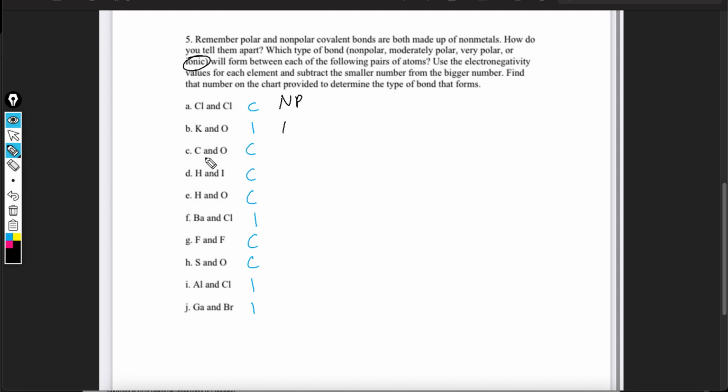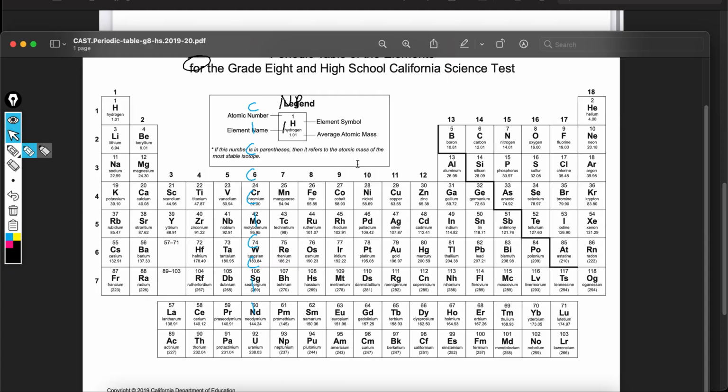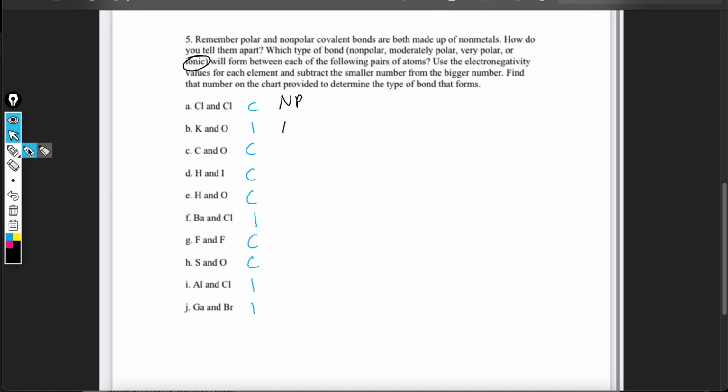This is covalent, so C and O. Let's check it out. We got C, and we got O. Who's more electronegative? O. So O is pulling him this way because he's more. Get it? So this one would be polar.